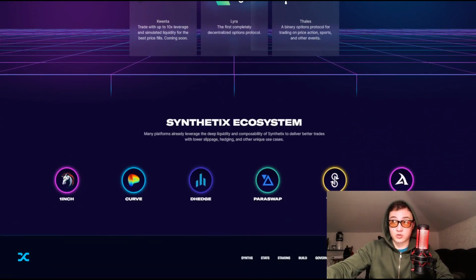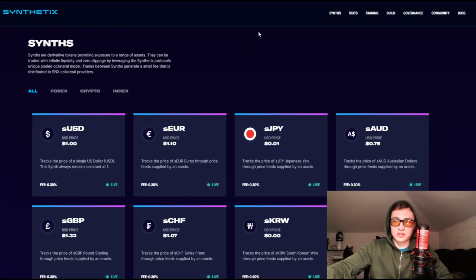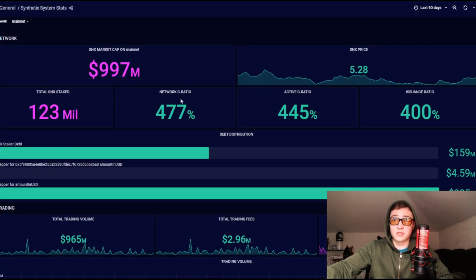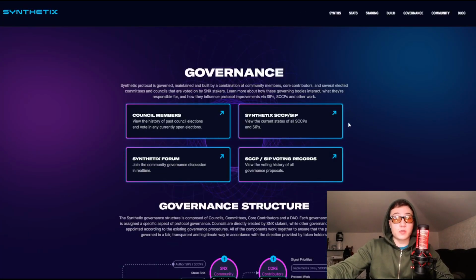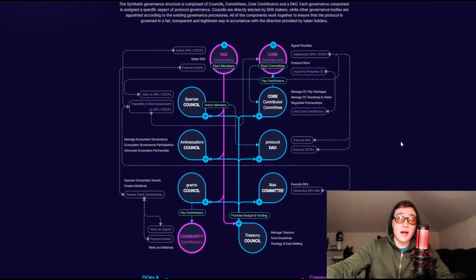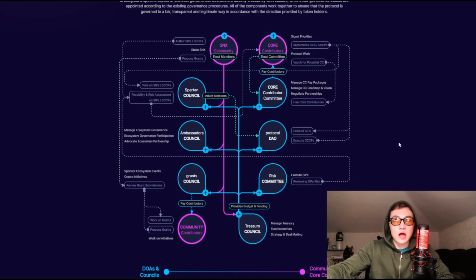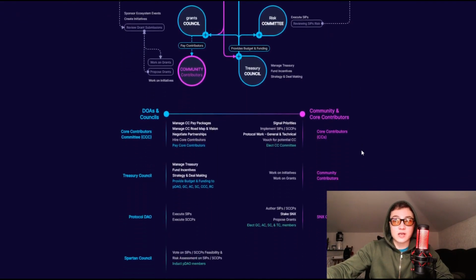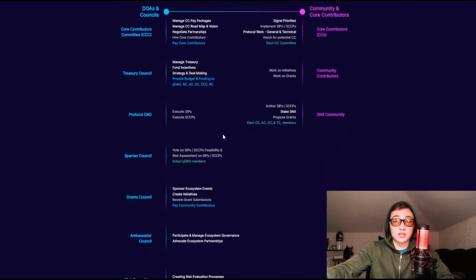And for the end, what I wanted to talk about is obviously the chart. But let me just see through my tabs. Did I talk about everything? So we covered the synths, we covered the general system stats. Oh, and we have the governance. So this is pretty cool. It's a protocol governed, maintained, and built by a combination of community members, core contributors, and several elected committees and councils that are voted on by SNX stakers. So they have a very complex governance program, which I'm not going to go into too much detail about, but having this in mind and having the synths in mind, I believe these guys, even though they're kind of a low market cap coin right now, I do believe if they continue making innovations and continue very nicely with this governance system right here, there is a potential for a lot of growth.